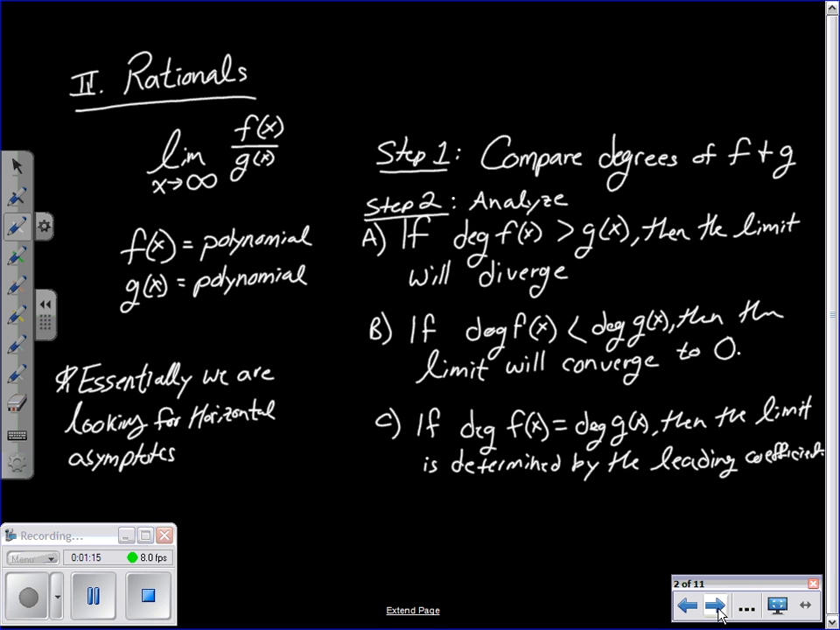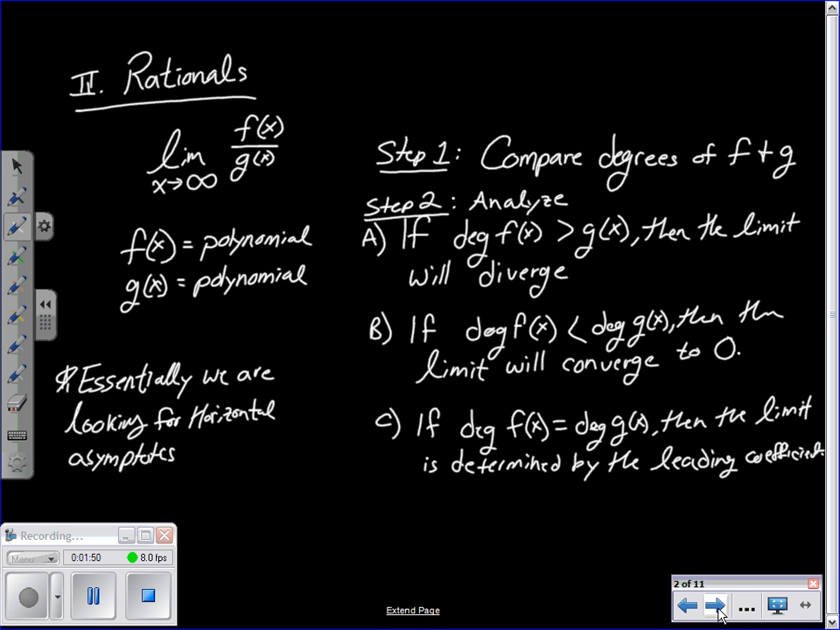It's either going to diverge to positive infinity or negative infinity, just depending on the nature of the function. The second thing, though, is that if the degree in the numerator is less than the degree in the denominator, then the limit will always converge to 0. And then the one that's a little tricky for some students is whenever the degrees in the top and the bottom are the same. So maybe you have a cubic function in the top and a cubic function in the bottom. If that's the case, then the limit is going to be determined by the leading coefficient in front of the term with the highest degree.